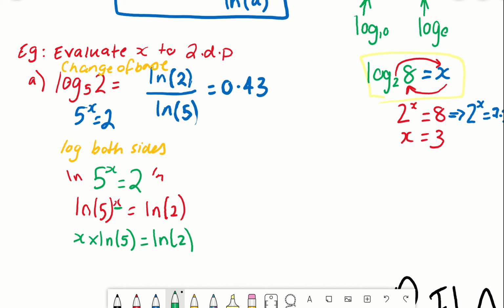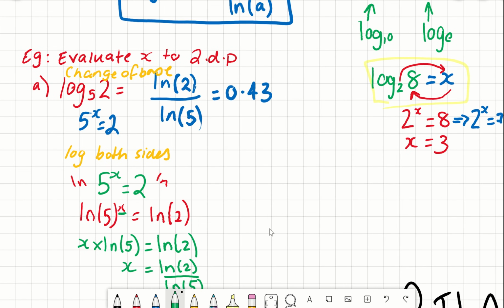So that's just using your log law that a power comes out the front and multiplies. Now, if I want to just solve this equation for x, I'm going to bring the log 5 over and divide it. And what do you know? We have our change of base formula, which we jumped straight to in using it to start with. So it's kind of like the proof to the change of base formula, if you like. It's definitely important to know, but either way works perfectly fine for these questions.